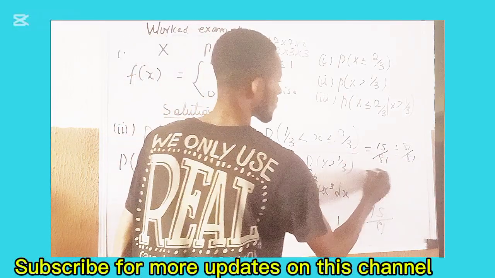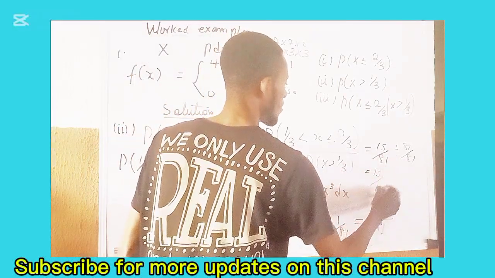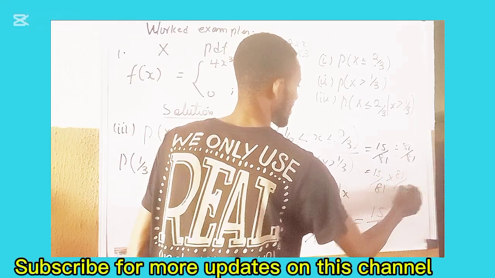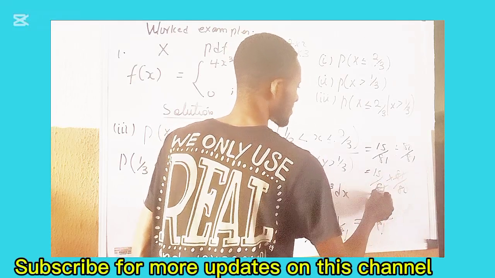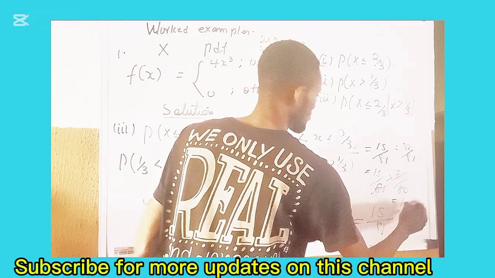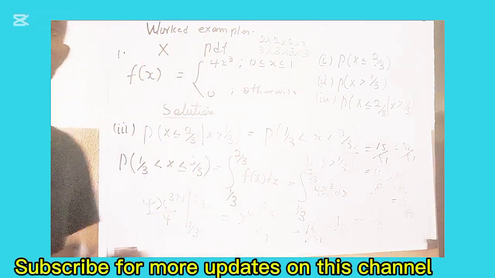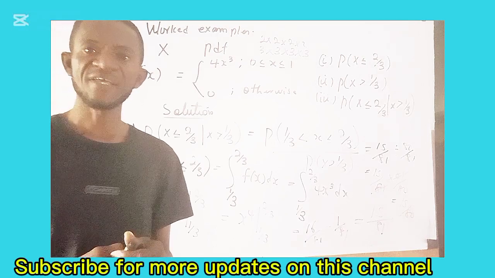So what we are going to do now, it becomes 15 all over 81 multiplied by 81 all over 80. So that this can cancel this. And then we have the answer to be 15 all over 80. So the answer is 15 all over 80.